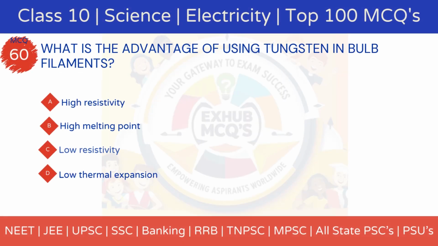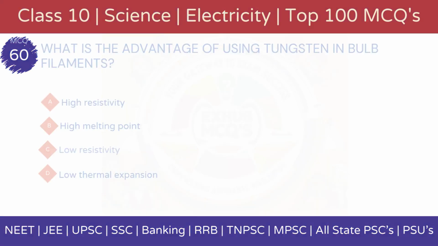MCQ 60. What is the advantage of using tungsten in bulb filaments? Option A, high resistivity. Option B, high melting point. Option C, low resistivity. Option D, low thermal expansion.